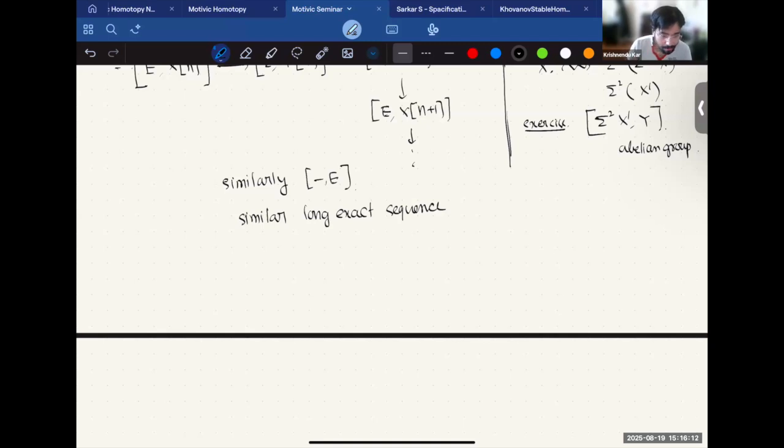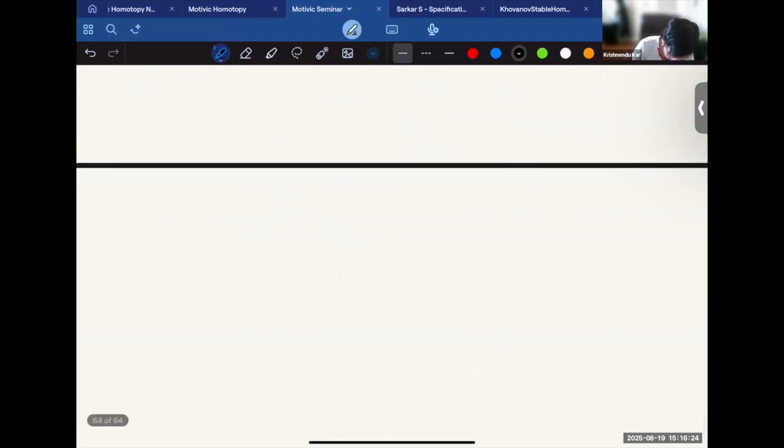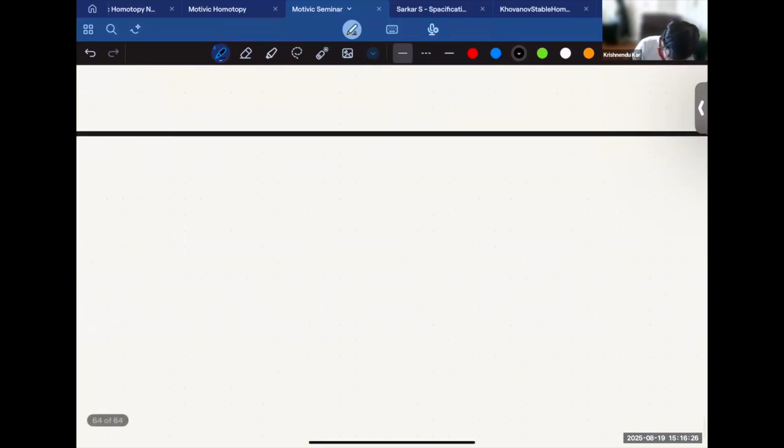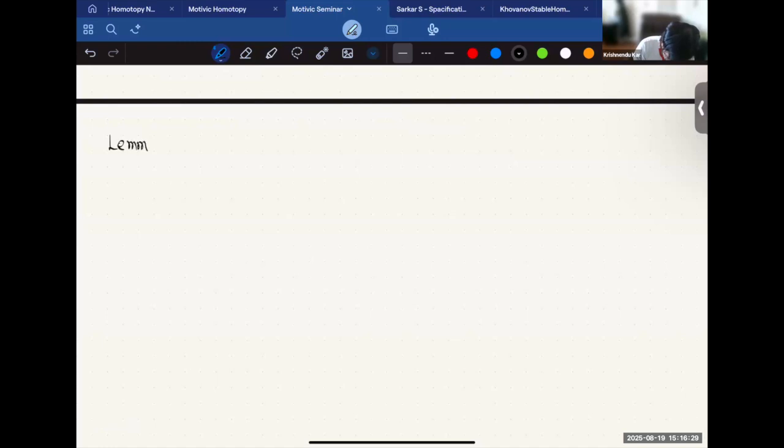The next is to keep talking about these distinguished triangles. So let's look at a lemma. Let's use a different page. The lemma tells you that if I have a monomorphism with respect to pointed spaces in SPC, then we do have a long exact sequence, and then we get the following distinguished triangle.